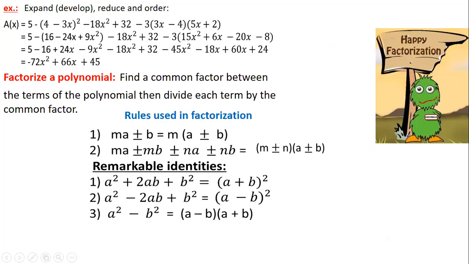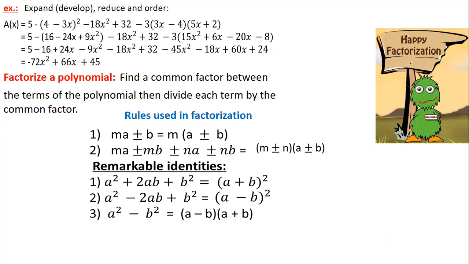As an example, we should expand, develop, reduce, and order A of x. So A of x is given in this form. Here I have parentheses. Before this parenthesis, I have a minus and I have a square on it.